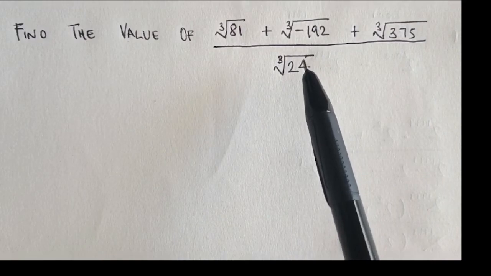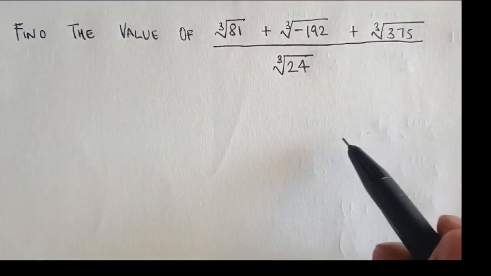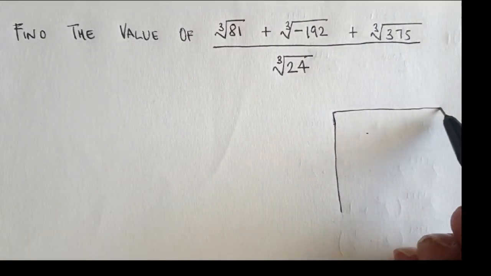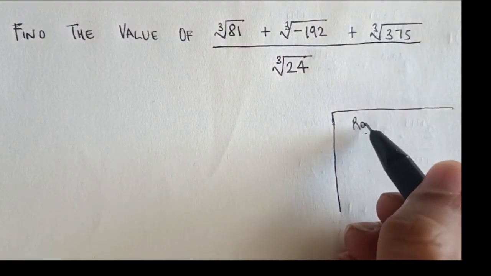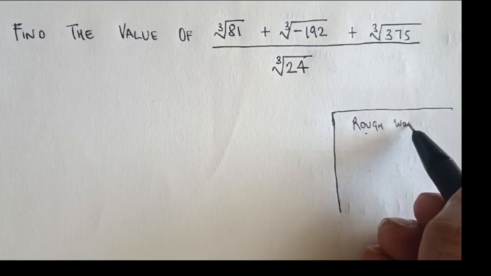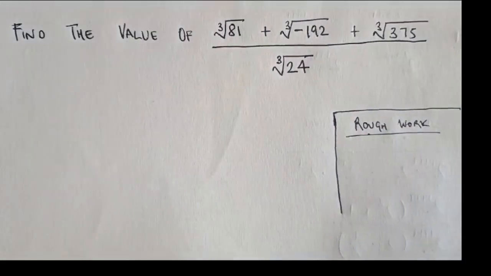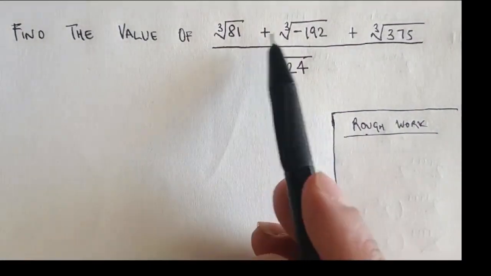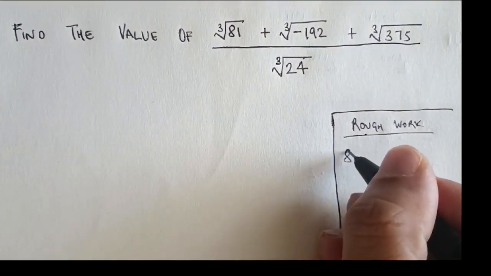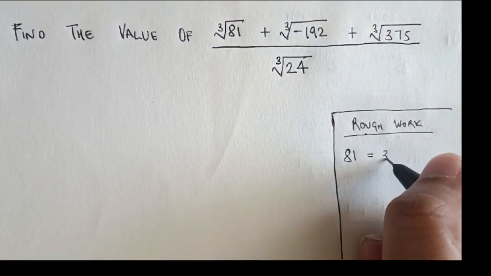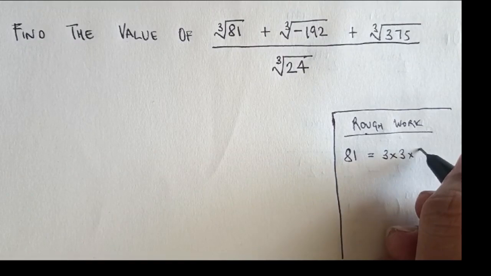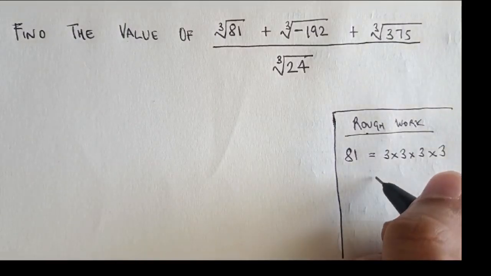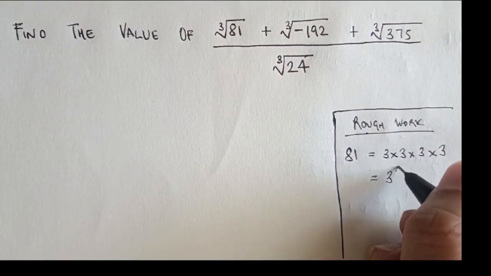Now before we solve this problem, we will just do a little bit of rough work here, right? Okay, now let us do a bit of factorization of all these numbers. So 81, as we all know, is equal to 3 into 3 into 3 into 3, right? So this is basically nothing but 3 to the power of 4.